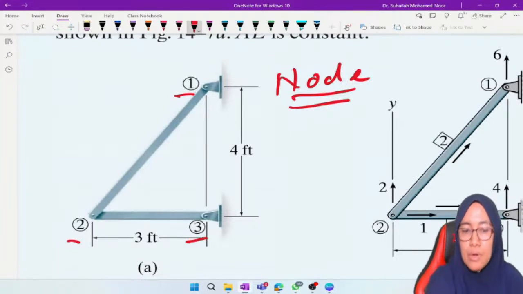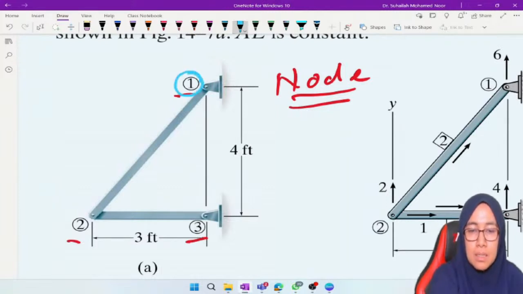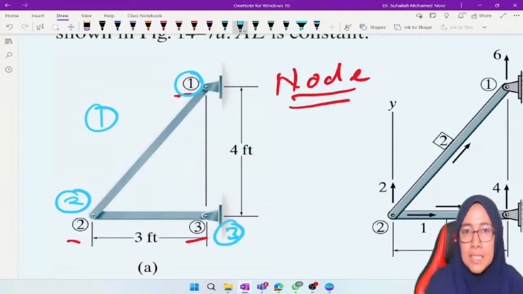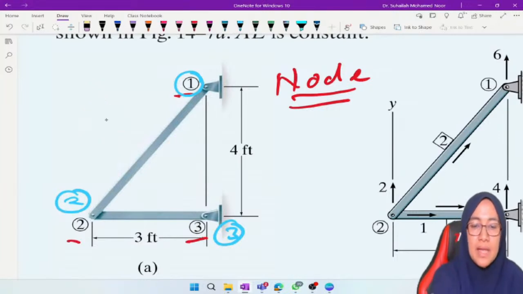Note number 1, note number 2, and note number 3. Three notes. Because we use numbering for nodes, we will also use numbering for elements. We normally write the node number in a circle like this. Node number 1 we write like this in the diagram, node number 2 like this, and node number 3 like this. So there are three nodes.